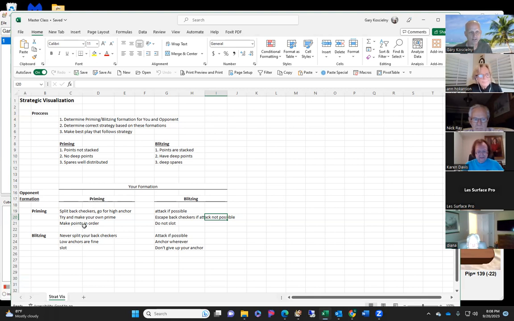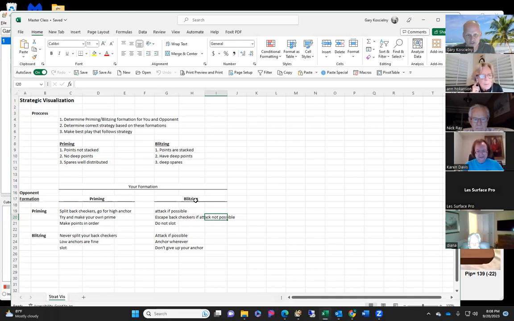If you're priming and your opponent is blitzing, you don't want to split your back checkers. That plays right into his strategy. Any anchor is fine. The lower anchor is okay. Usually we're trying to get the high anchor, but that's to avoid the prime. If your opponent is blitzing, then the lower anchor is better than no anchor. And we're going to slot. We'll get into what that means. We're going to slot to extend the prime generally.